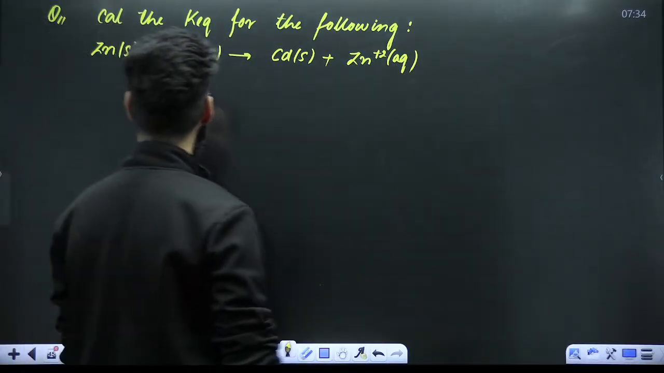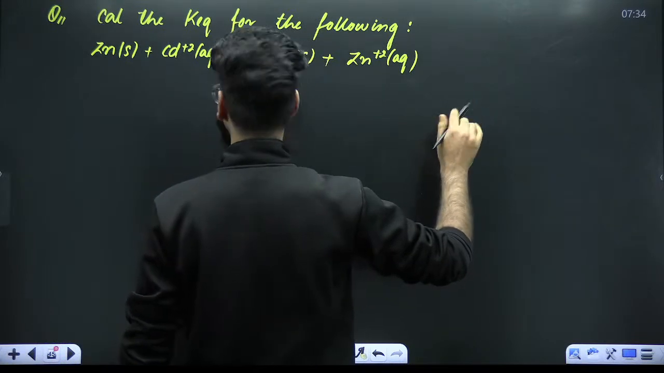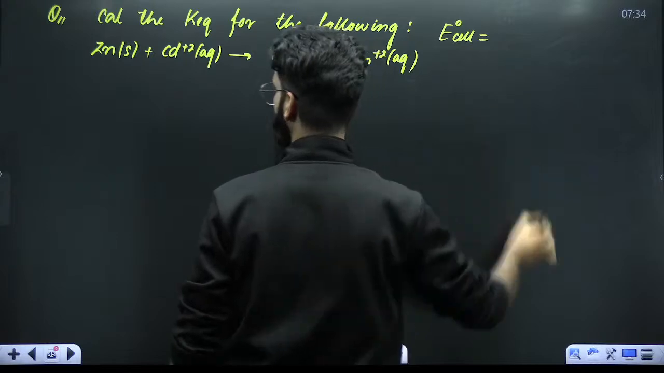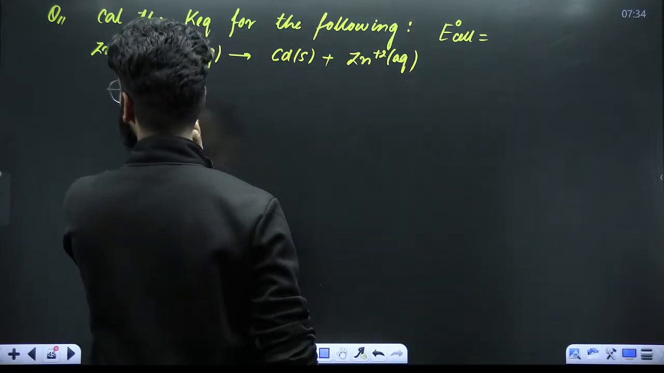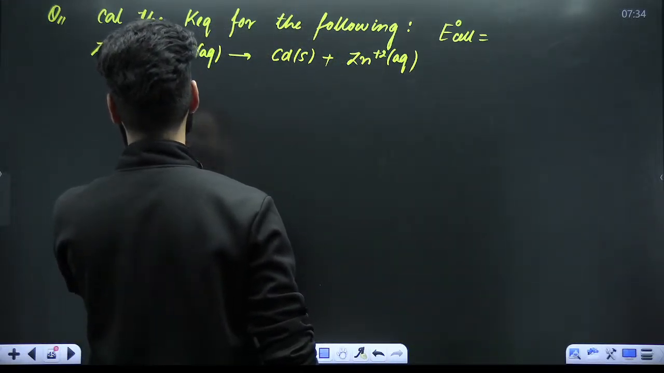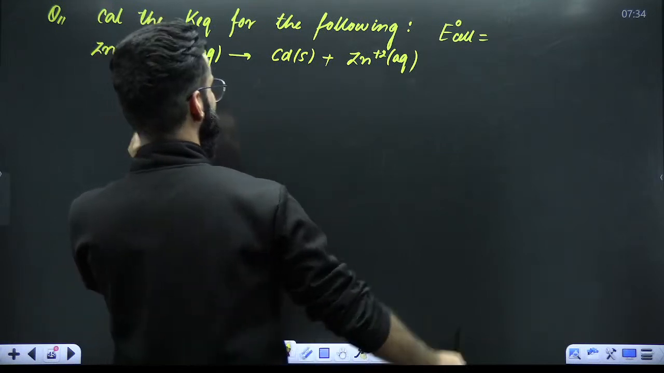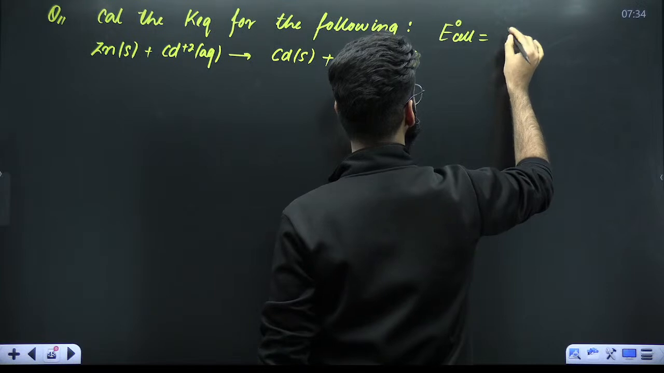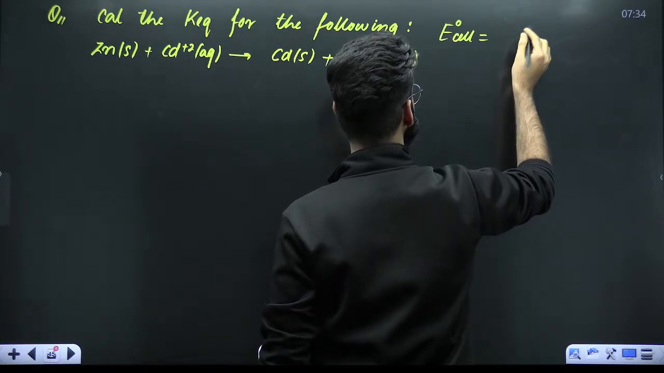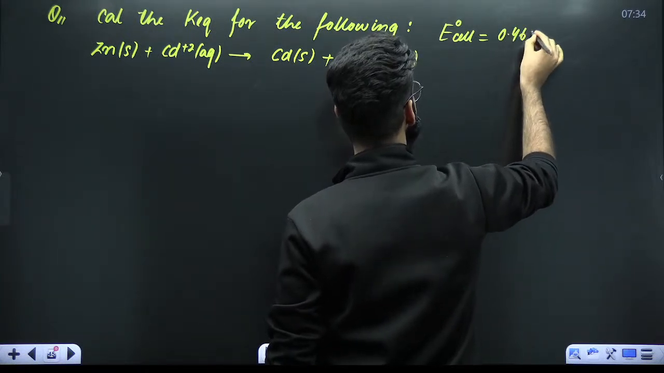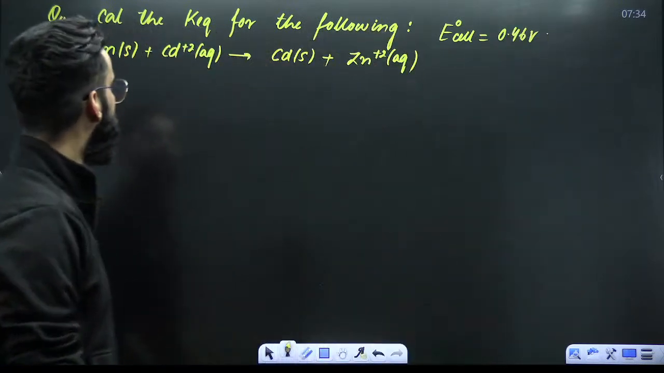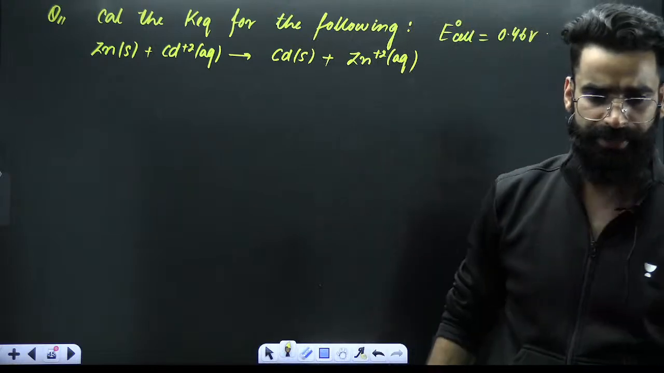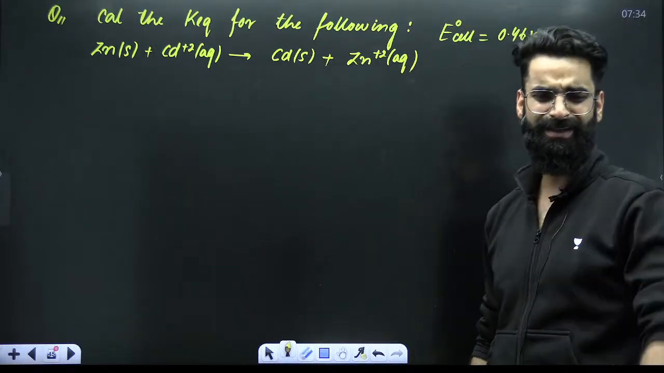And for example, E naught cell is equal to 0.46 volts. Okay, you have to calculate equilibrium constant. Can you give it a try and solve this question?